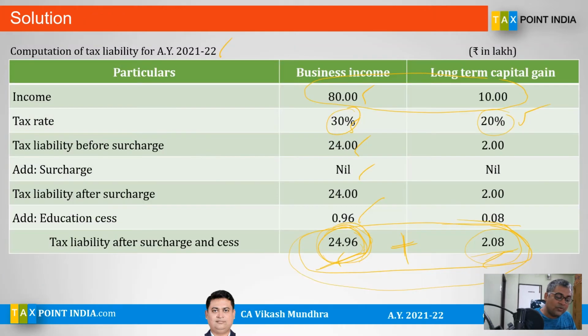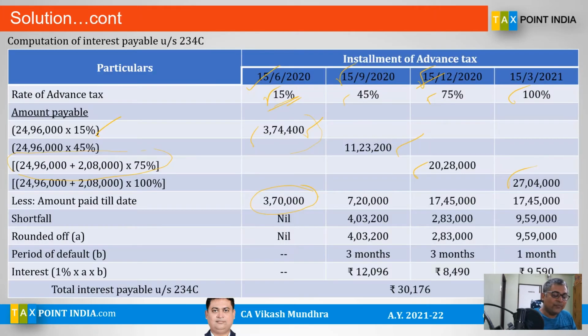Hence, we are required to check whether we have paid 12% of advance tax liability by 15th of June or not. By 15th of June, your entire estimated advance tax liability is 24.96, and 12% thereof is 2,99,000. But you paid 3,70,000, which is more than 12% of your due amount. Henceforth, no interest is leviable for the first shortfall. Okay, got it? Now comes the next one.